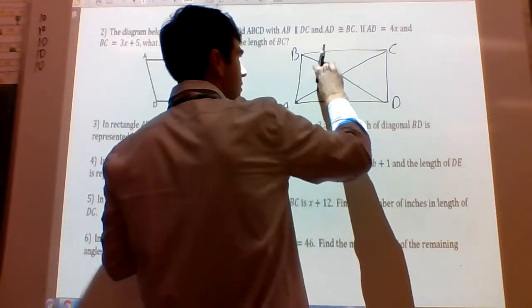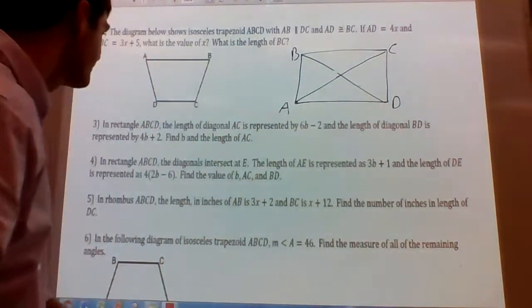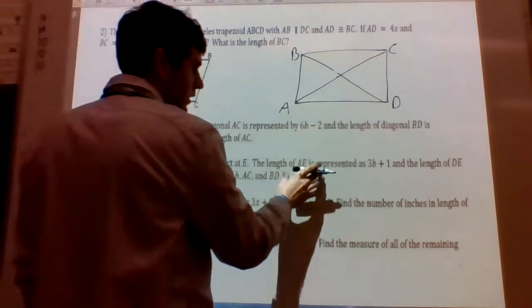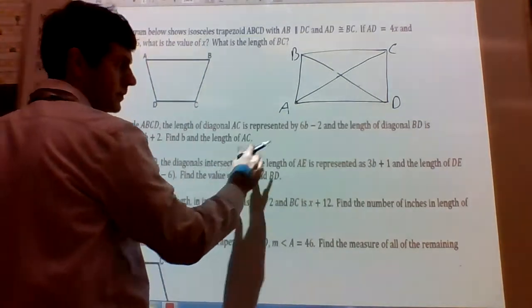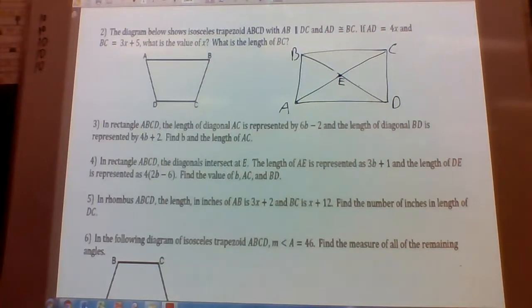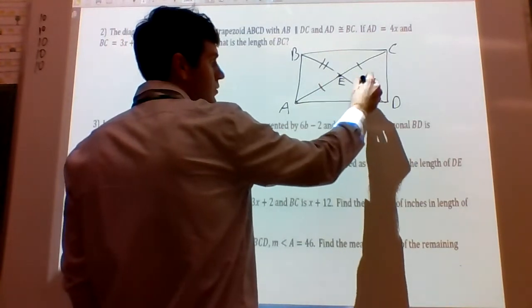Erase this and this. So ABCD, the diagonals intersect at point E. So we're going to make this point E. Let's talk about what's going on first. So we know a rectangle is a parallelogram, and we know in parallelograms the diagonals bisect each other. So we know AE is congruent to EC, and we know BE is congruent to ED.